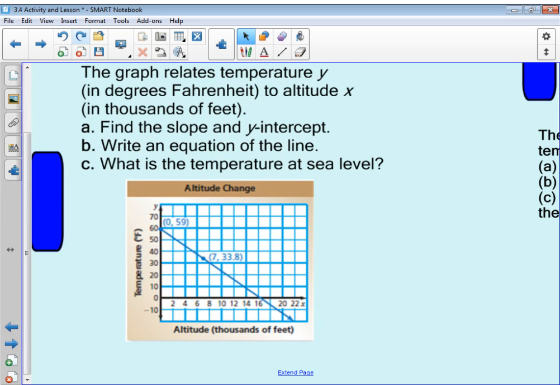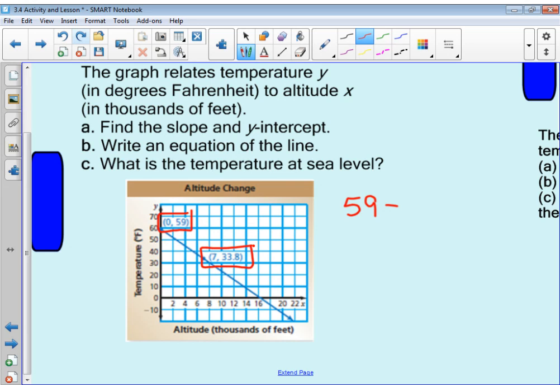Okay, so it says the graph relates temperature Y in degrees Fahrenheit to altitude X in thousands of feet. So our X's and Y's, they were working with feet for our X and temperature in Fahrenheit for our Y. Find the slope and the Y-intercept. So our slope, once again, we can't use the boxes. So we're gonna have to do change in Y. So that's subtracting. So I'm just gonna go ahead and start with, it doesn't matter which one, I'll go ahead and use that. So our Y there was 59 minus, then I have to write the Y of this one, 33.8 over, since I started with the 59, I have to start with the 0, minus 7.